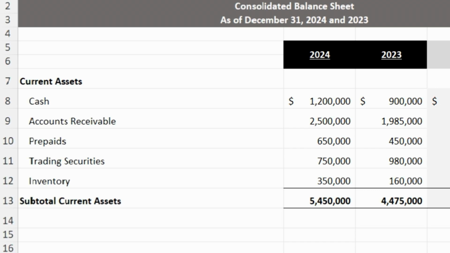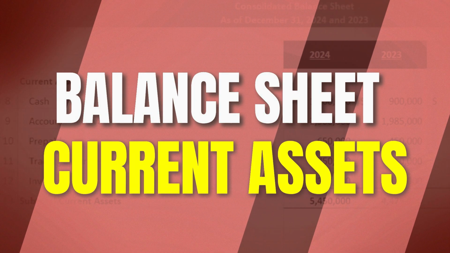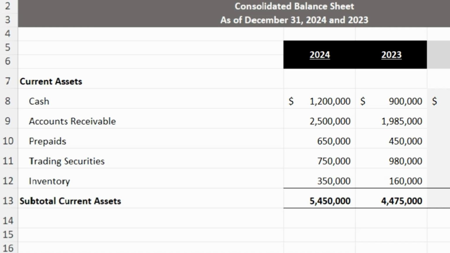We are going to look at current assets in particular. We're going to go through 5 different categories and what might be included in those categories. So let's dive into this. First item on our list is going to be cash.